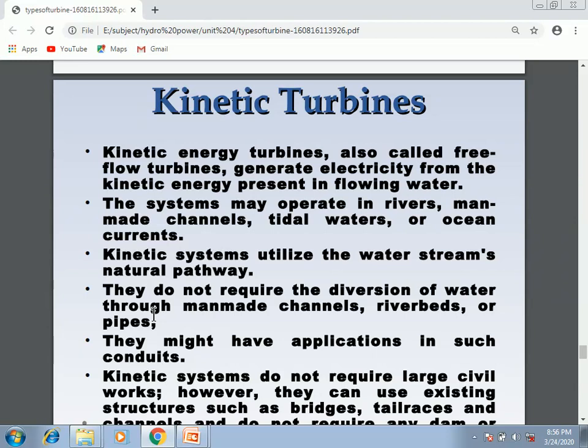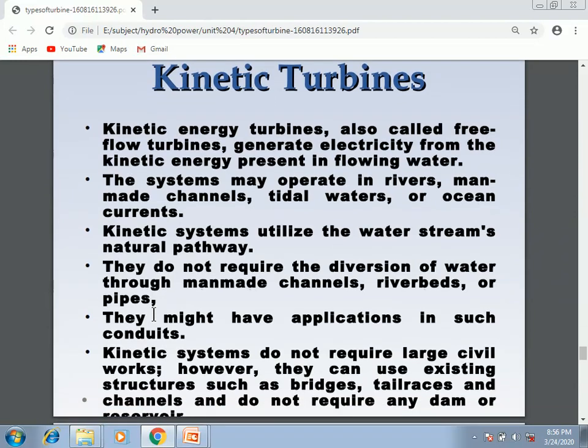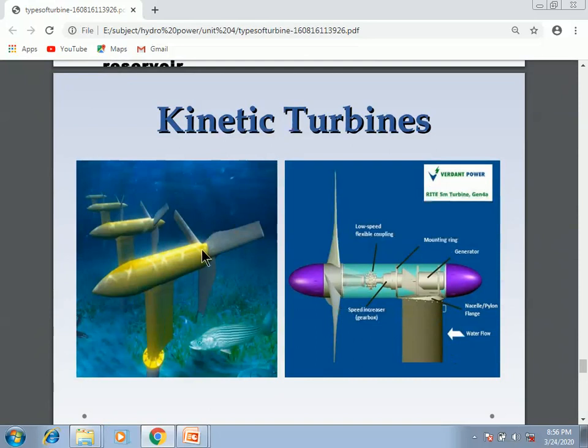Lastly, kinetic turbines are called free flow turbines, which generate electricity from kinetic energy present in the flowing water. The water can be a river, man-made channels, tidal water, or ocean currents. Their diagram will depict what is the meaning of kinetic turbine. These types of turbines are kept inside the water or flowing river, and because of the rotating blades, electricity is going to be generated.